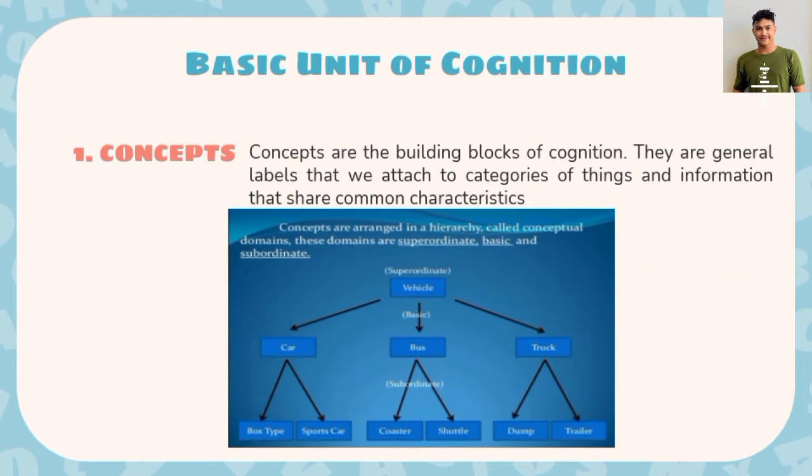Moving on to the basic unit of cognition. One of the major ways our cognition allows us to do that is by forming concepts. The first basic unit of cognition is the concepts. Concepts are the building blocks of cognition. They are general labels that we attach to categories of things and information that share common characteristics. A concept is a generalized idea representing a category or a class of objects or events grouped together on some basis.